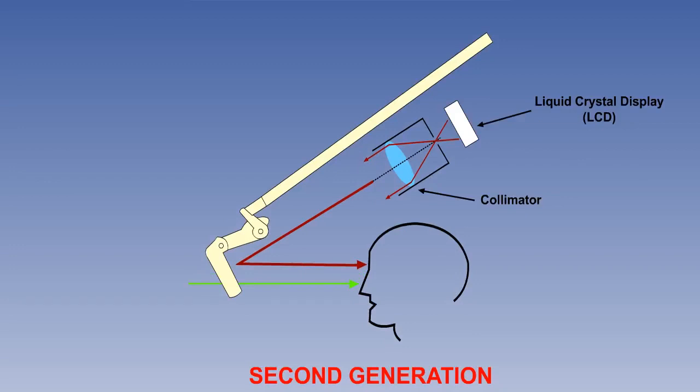Second generation systems replace the cathode ray tube by a solid-state light source, such as a liquid crystal display. This saves weight and does not need high voltages, thereby avoiding unwanted heat generation. It also largely overcomes the fade problem. These two are in current aircraft.